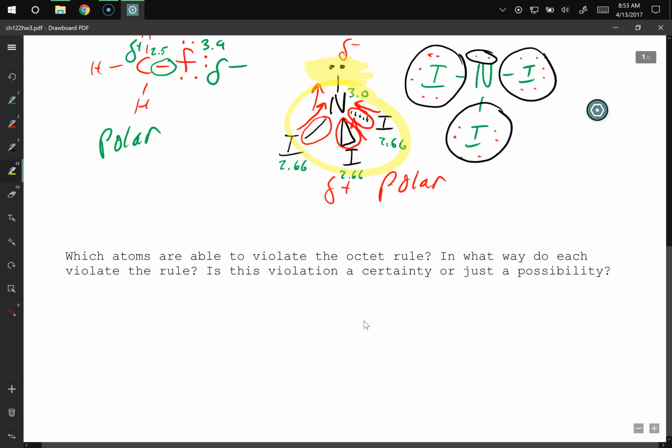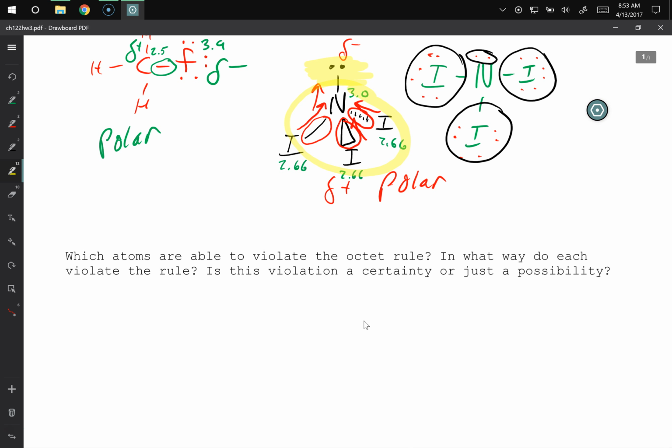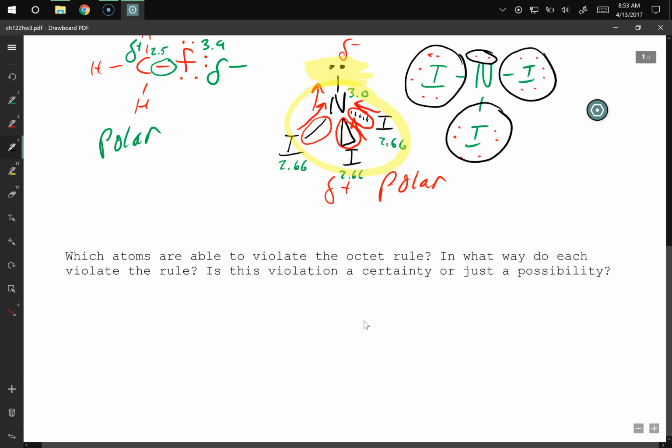Which of the atoms violate the octet rule? In what way do you each violate the rule? Is this rule a certainty or a possibility? Okay, so which atoms do we have that can violate? Boron and aluminum and phosphorus and sulfur.